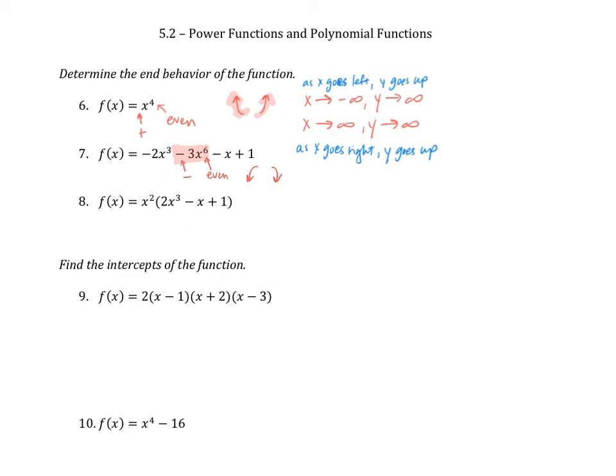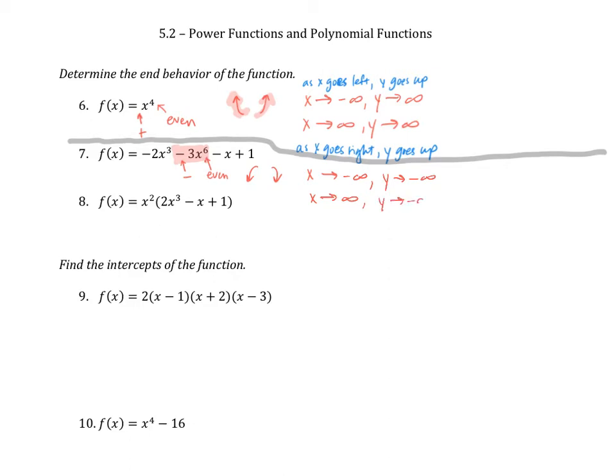So now we want to talk about as x goes, let me make sure I separate here. Okay, so as x goes to negative infinity, so you always start by looking to the left. So as we go left, how does the y go? It goes down. So y goes to negative infinity as well. So as x goes left, y goes down. Now we want to talk about x going right. As x goes right, which means positive infinity, y also goes down. So y goes to negative infinity. Okay?